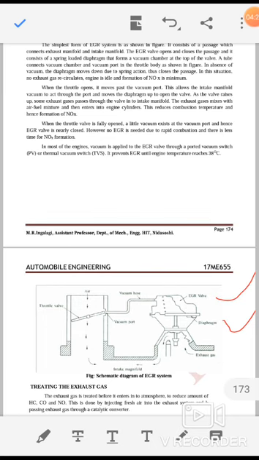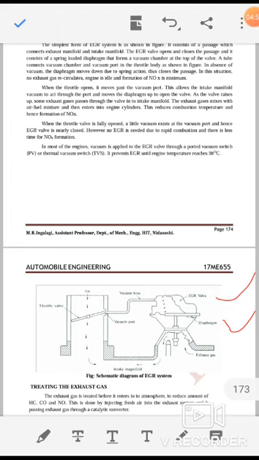In the absence of vacuum, the diaphragm moves down due to the spring action, thus closing the passage. In this situation, no exhaust gas recirculates, the engine is idle, and the formation of NOx is minimum. When the throttle opens, it moves past the vacuum port, thus allowing intake manifold vacuum to act through the port and move the diaphragm up to open the valve.